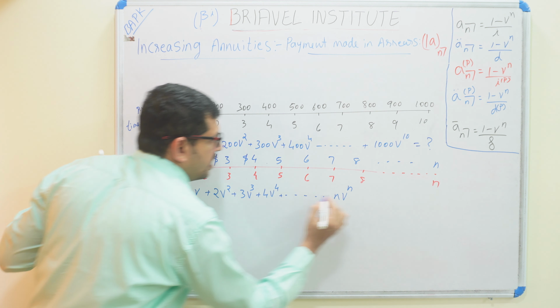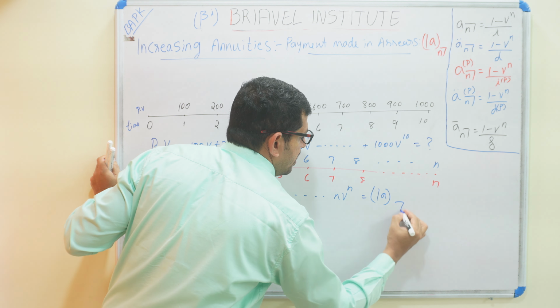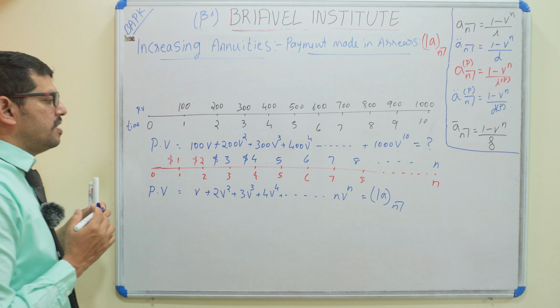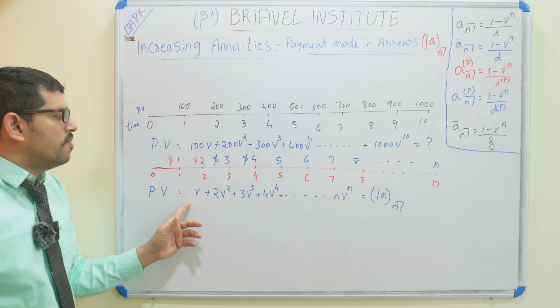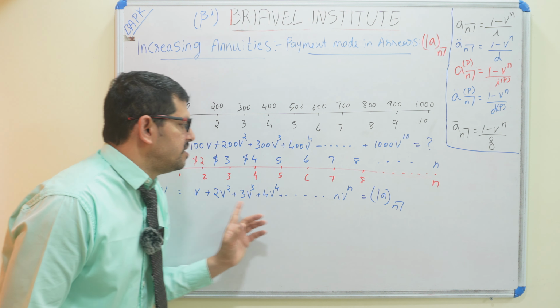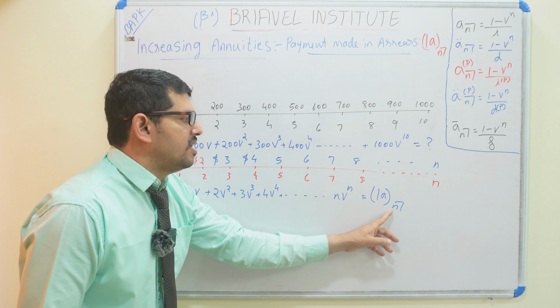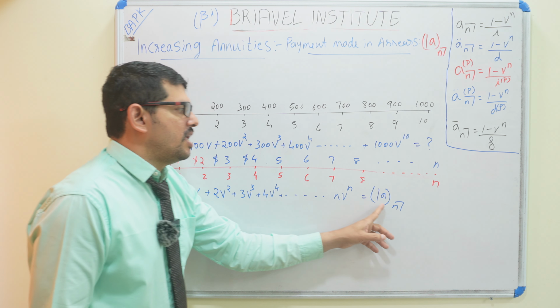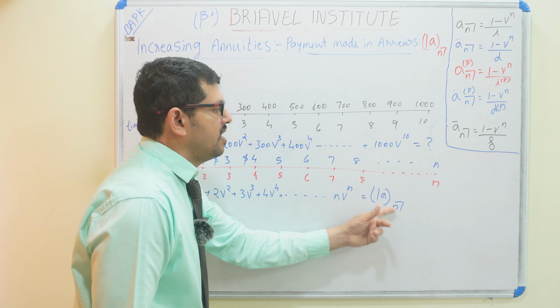This we can call (IA)n. So this is the present value of the increasing annuities. Increasing annuities, I am taking here 1 unit. 1 unit is increased in every year. Up to n years it is increased. This is the formula for the increasing annuities, (IA)n. So this is the present value of the increasing annuities, (IA)n.